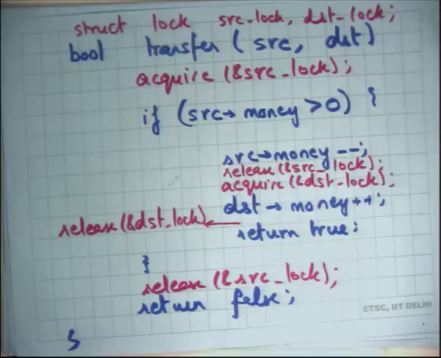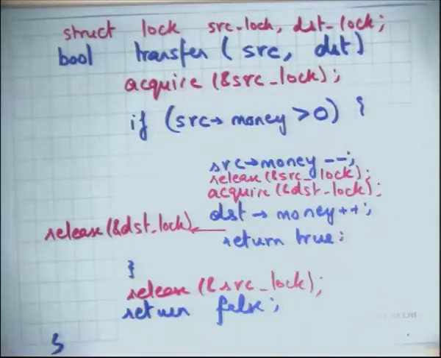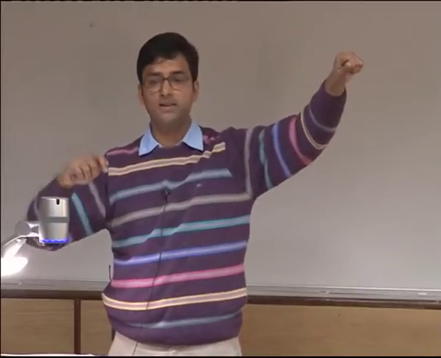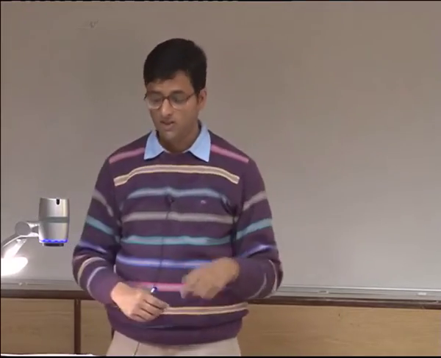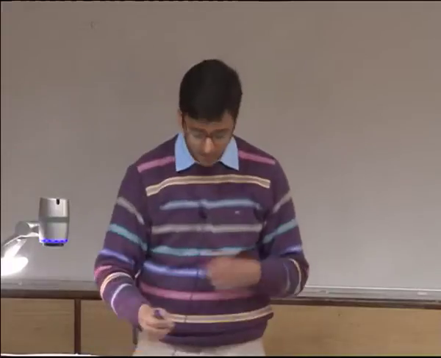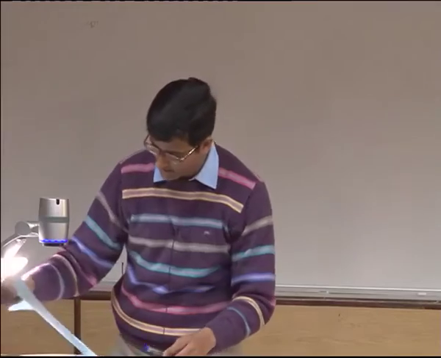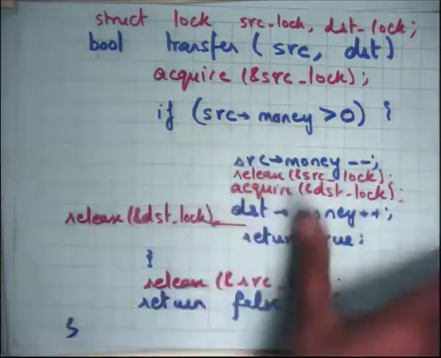So the problem really occurred because I was trying to have a lock per argument, and the arguments could alias. So it's possible that one person's source argument is another person's destination argument. So the better thing is probably to have a lock per account, right? Okay, so let's rewrite this.